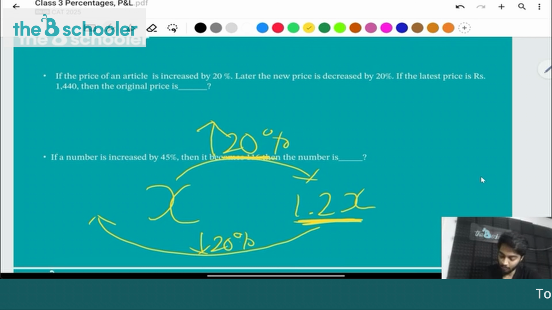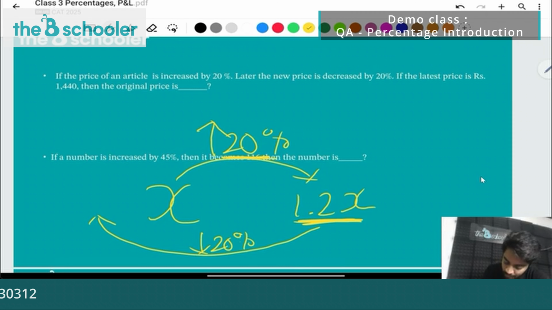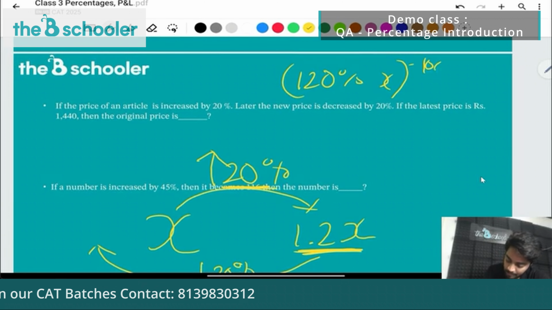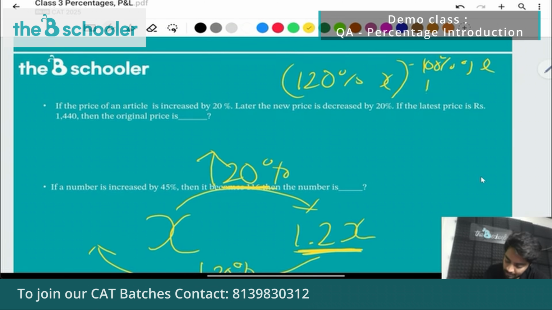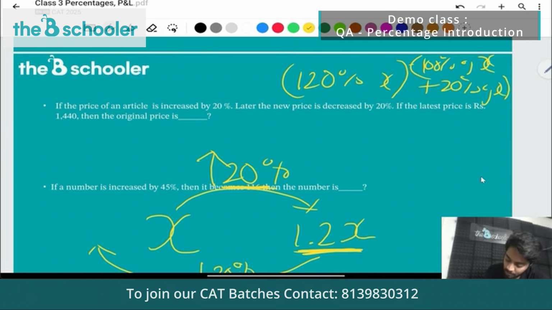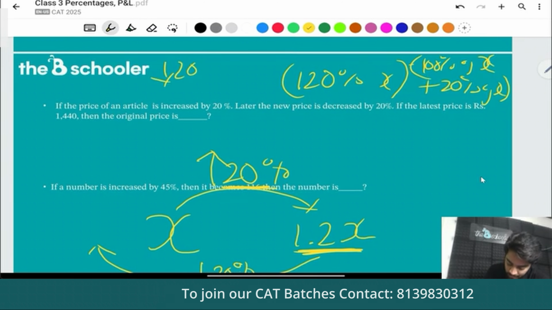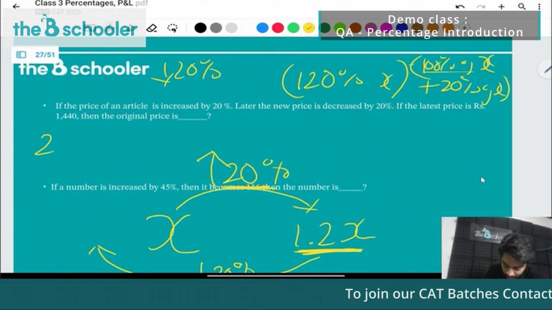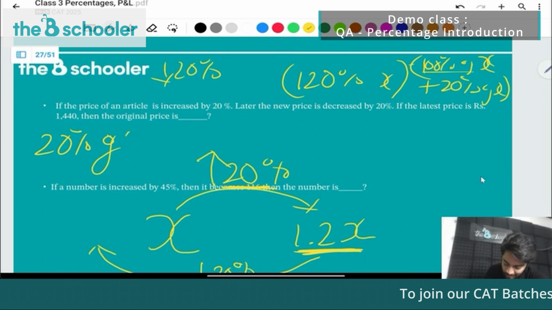I'll tell you why that happens. We already have 120 percent of x; after the increase it has become 120 percent of x. When I reduce this by 20%, if I split this as 100 percent of x plus 20 percent of x, I'll reduce it by 20 percent of 100% of x, which is what we initially increased. What was the initial increase? 20 percent of 100 percent, that is the whole of x.